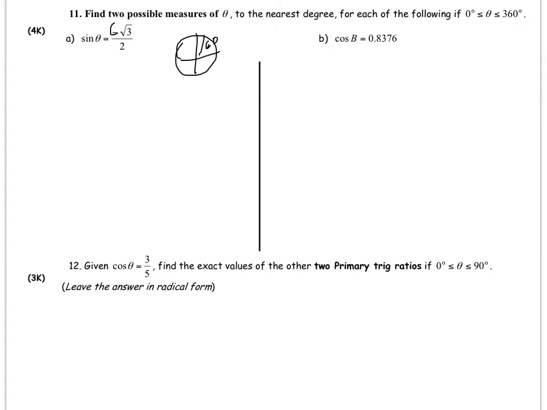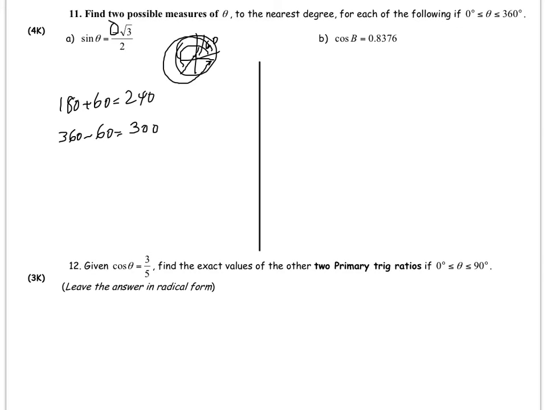But since we are dealing with the negative, this means that the angle is going to be either in the third quadrant or the fourth quadrant. So the angle is going to be either this one or this one. The first case is going to be 180 plus 60, which is 240, and the last one is going to be 360 minus 60, which is going to be 300. So the two angles are 240 and 300.